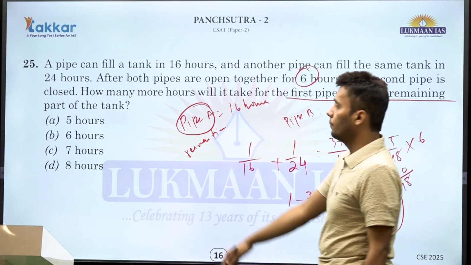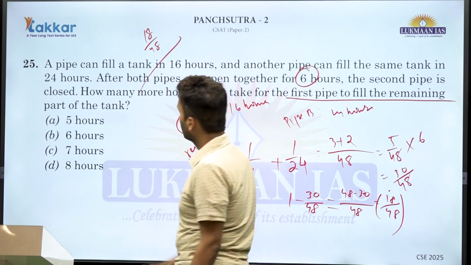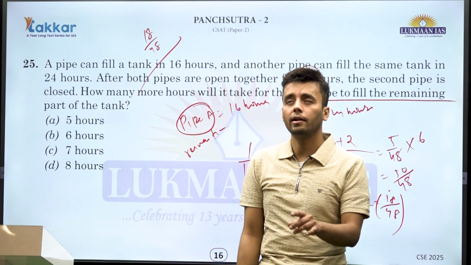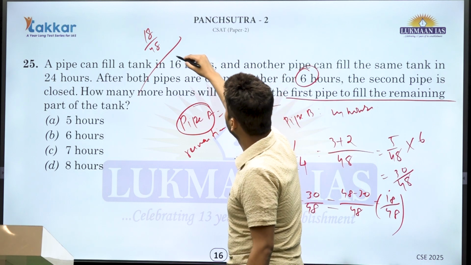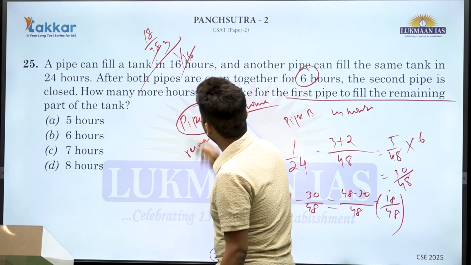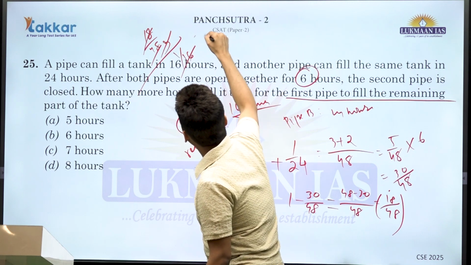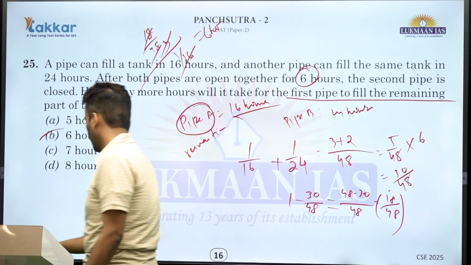So what we can do, since the remaining is 18 by 48, we will just divide it by the net filling rate of pipe A, which is 1 by 16. This becomes 6 hours. B is the right answer.